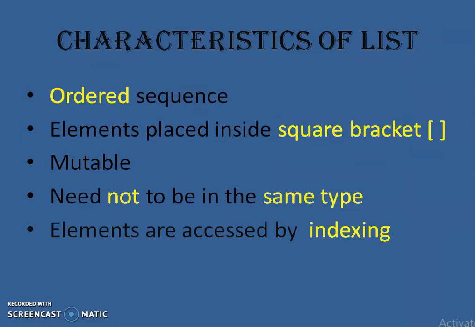Then let's see the characteristics of a list. The first one is an ordered sequence, then elements placed inside square brackets, then mutable, need not be of the same type, and the elements are accessed by indexing. Fine. Let's see an example for these characteristics.